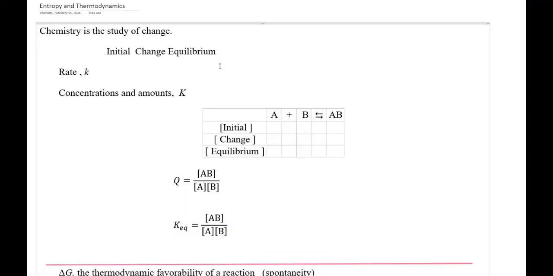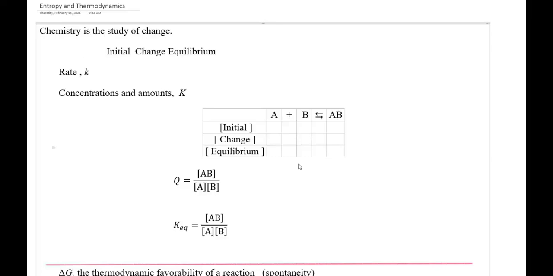Chemistry, we've always said, is a study of change, where we start with some stuff and we get some new stuff. We've always looked at the initial, how things change, and finally what we end up with, usually an equilibrium. We've looked at rate, where we've got this lowercase italicized k that will tell us how fast it's going to happen. And we've also looked at concentrations and amounts using the capital K italicized, which was the equilibrium expression, where if we had a reaction that had some sort of equilibrium, in this case I chose A reacting with B to make AB, we start off with something, we change it, and we reach an equilibrium.